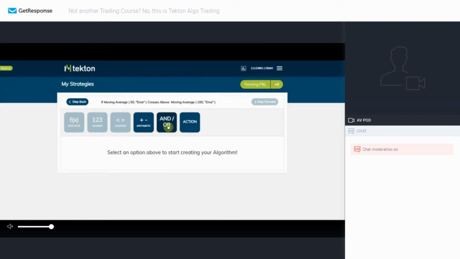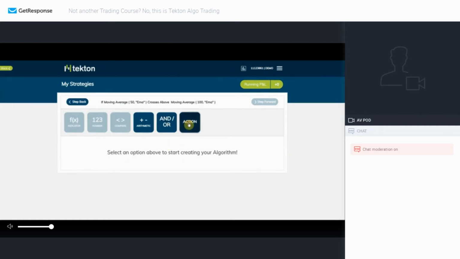If you wanted to use OR, you could have two potential scenarios and Tekton will choose whichever one of those scenarios sets up. For example, if moving average 50 crosses above moving average 100, or moving average 200 crosses 500. You could have two conditions there, and Tekton will choose to trade when one of them sets up because you've used the word OR. But for this example, I'm not going to add a stochastic, but that's how you would add it.